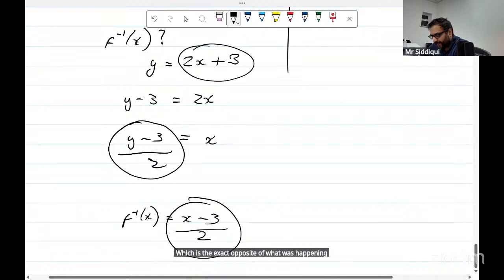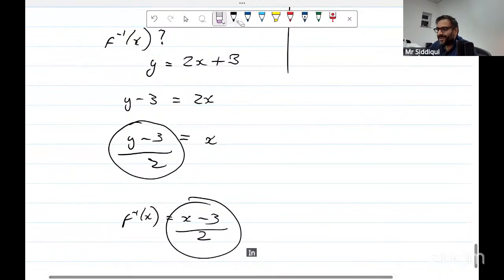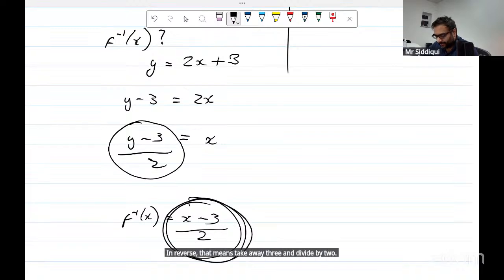which is the exact opposite of what was happening here. What was happening to the x here? I was timesing by 2, then adding 3. In reverse, that means take away 3 and divide by 2. That's what I've got here. So an inverse function is just in reverse.